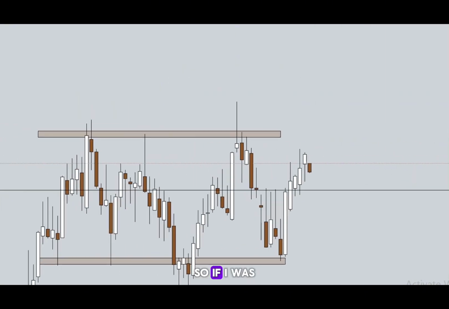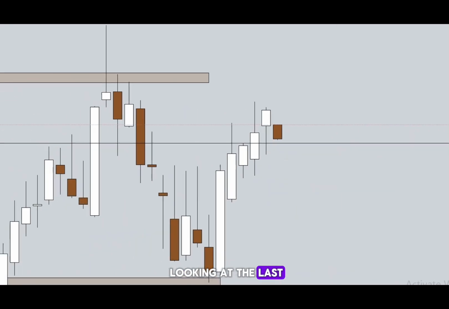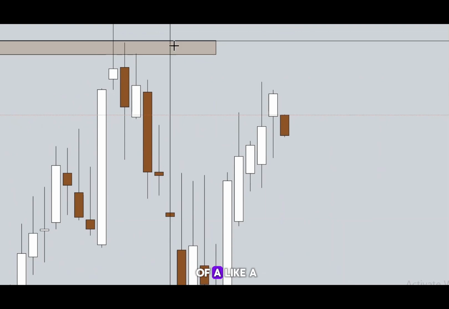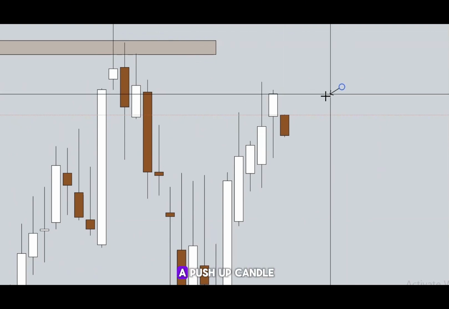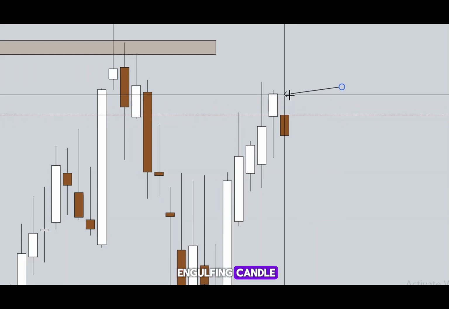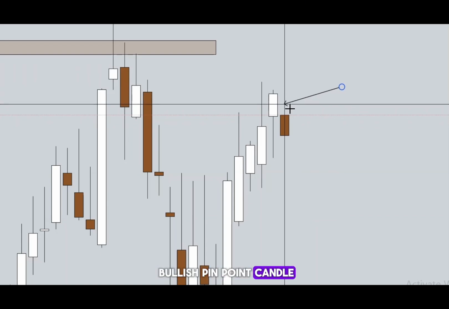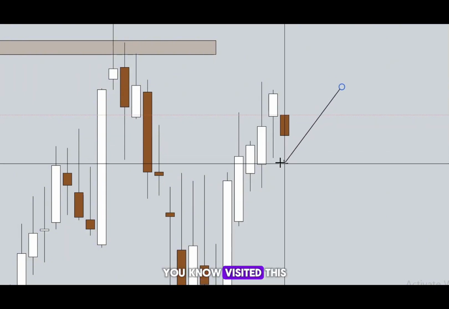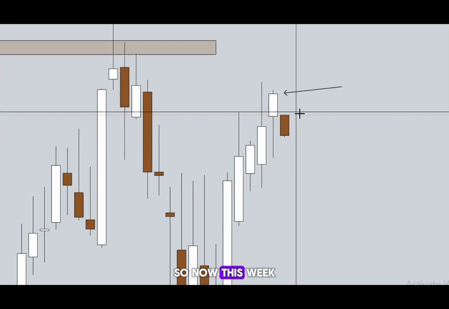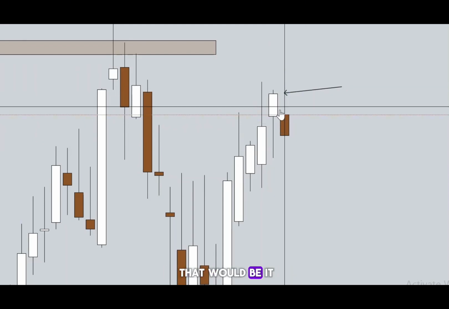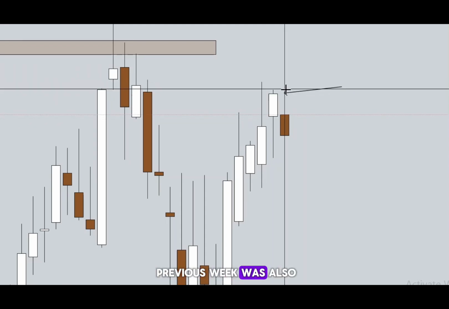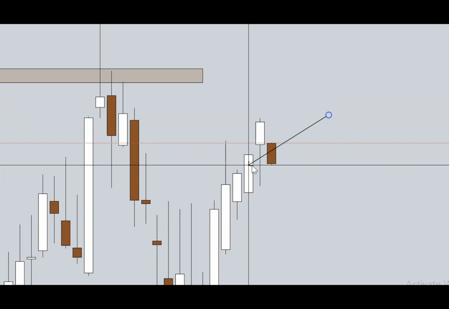Okay. So if I look at the last weekly candle, it's giving me more of a push up candle. I don't want to call it an engulfing candle. I think it's a bullish pinpoint candle because it came all the way down, visited this area, but ended up being a bullish candle. This week's candle just opened up, and now it's going bearish.